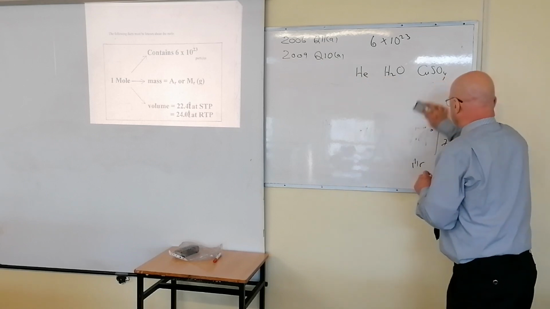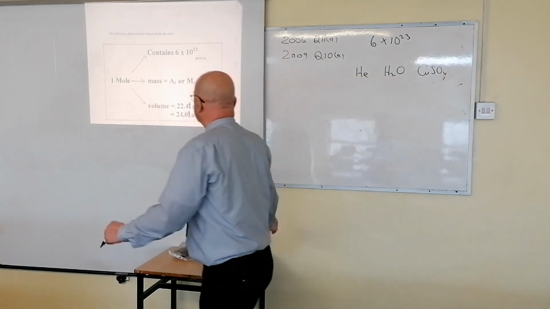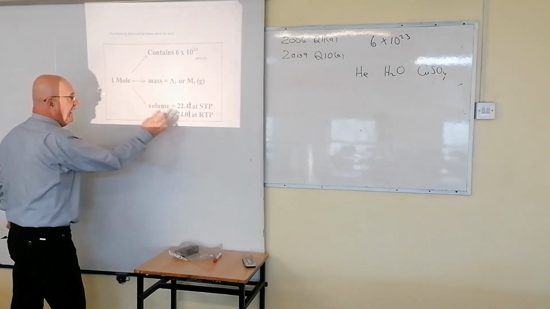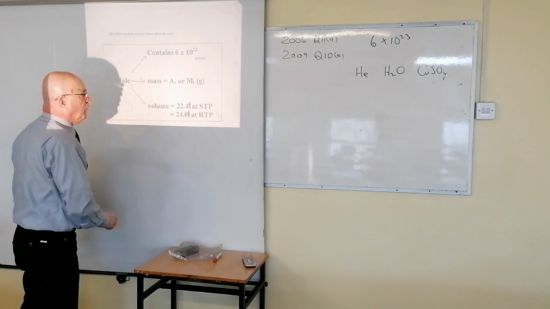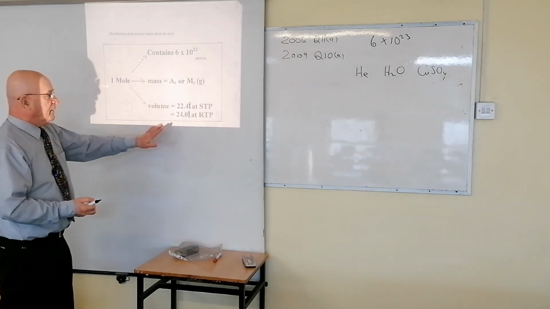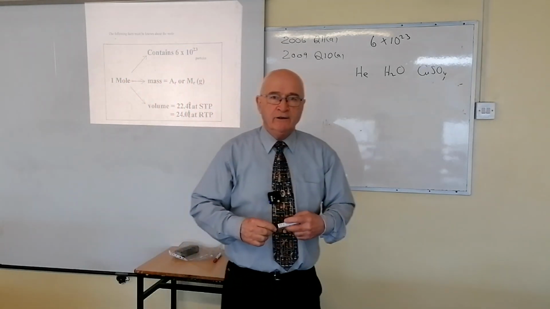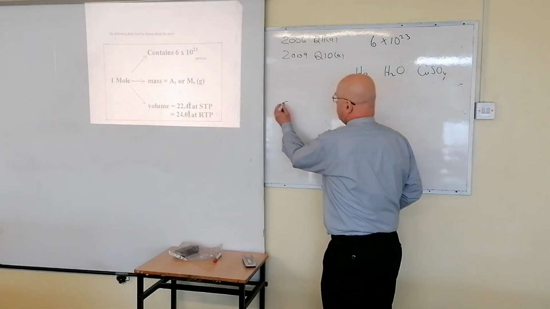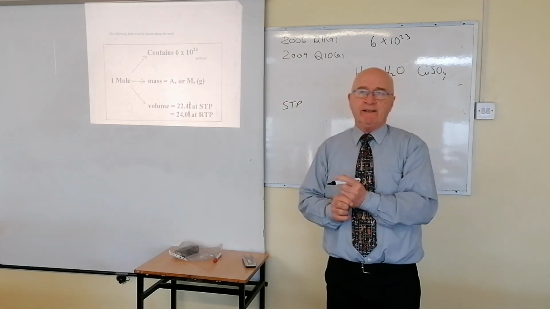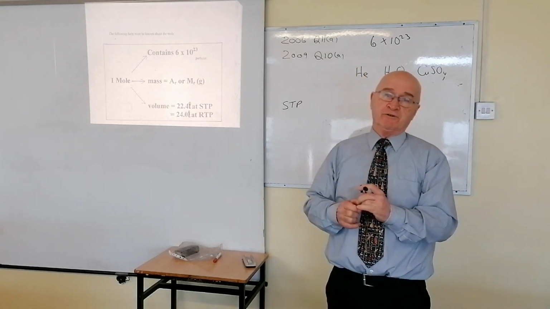The third aspect of the mole you can see there has to do with gases. If you happen to be dealing with a gas, then 1 mole of that gas has a volume of 22.4 litres at STP, or 24 litres at RTP. Now, will you be very careful? Unless they say STP, they don't mean STP. They do not have to say RTP, room temperature and pressure.